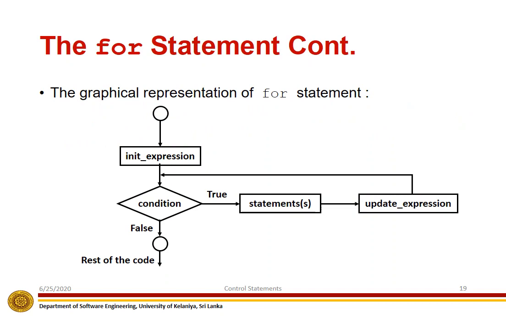When a for statement appears in the middle of a program, the initialization expression is evaluated first. Then check the loop condition. If it is true, it will evaluate the statement or statements, and after that the expression will be updated. Then again it will check the condition. Then the statements will be evaluated and the expression updated again and again until the condition is false. If it is false, then the loop will be terminated and continue to the rest of the code.